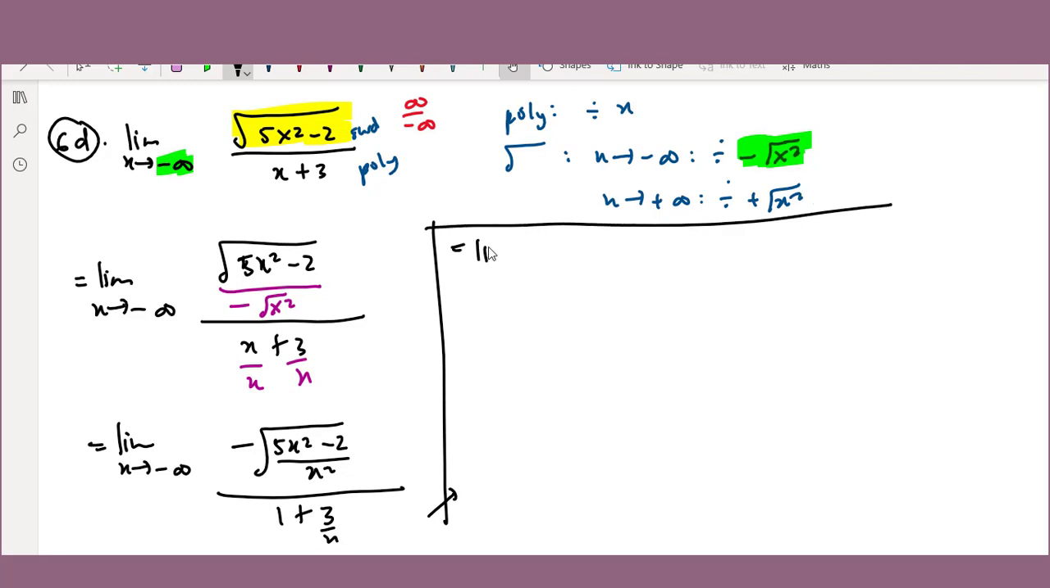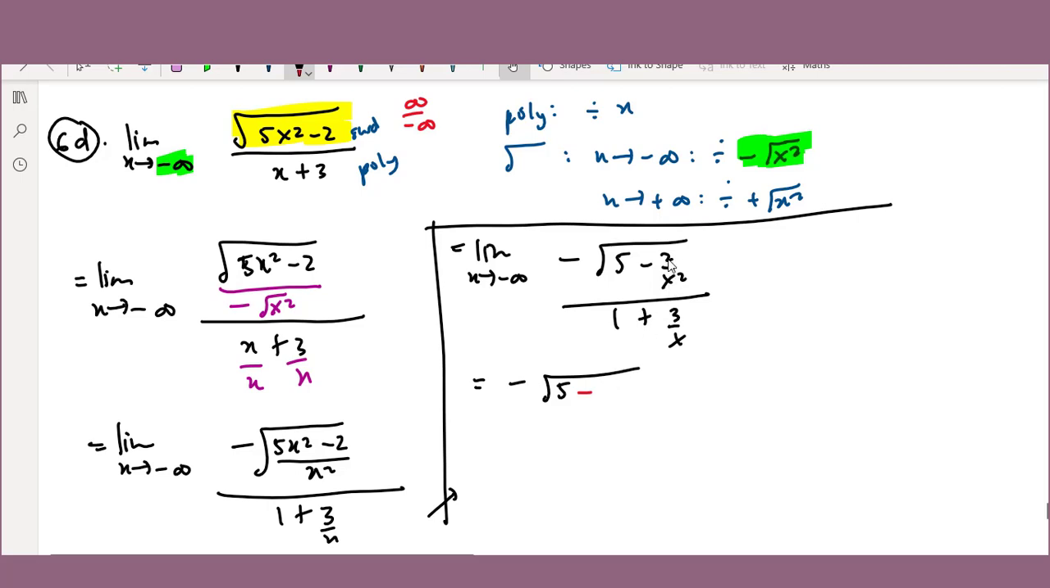Simplify. Limit as x tends to negative infinity of negative 5 minus 2 over x squared, over 1 plus 3 over x. Then substitute. Negative 2 over infinity is equal to 0, and 1 plus 3 over infinity is equal to 0. Simplify: negative 5 over 1 is equal to negative 5. That one is for 6D.